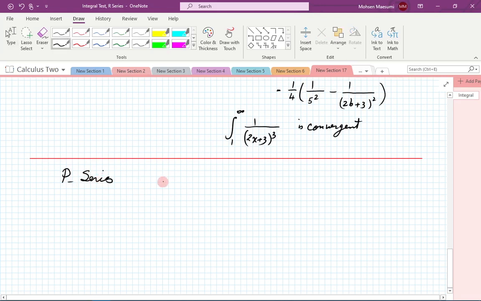The p-series simply refers to the following: 1 over 1 to the power of p, plus 1 over 2 to the power of p, 1 over 3 to the power of p, and so on. So in short, this is 1 over n to the power p added up from 1 to infinity. Using the above test, we can show easily that if p is larger than 1, this p-series converges.